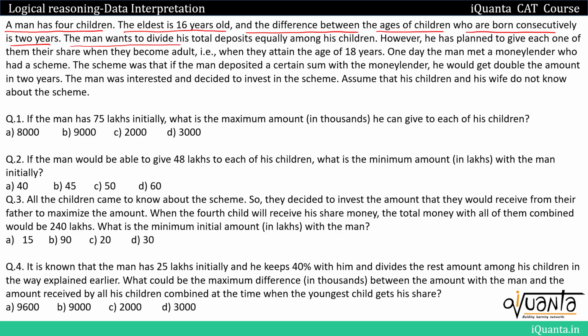The man wants to divide his total deposits equally among his children. However, he has planned to give each one of them their share when they become adults, that means when they attain the age of 18 years.